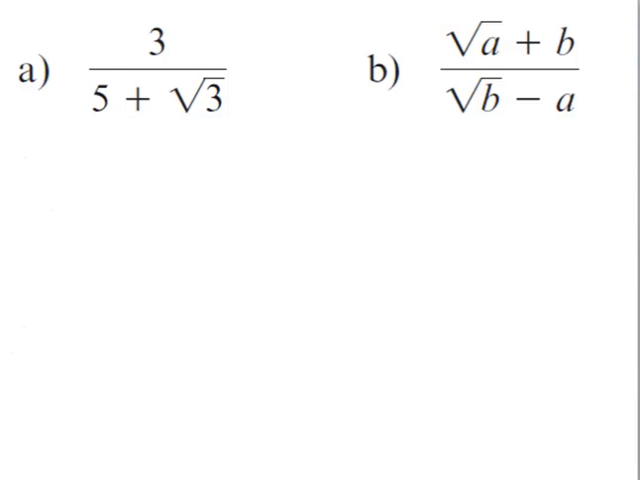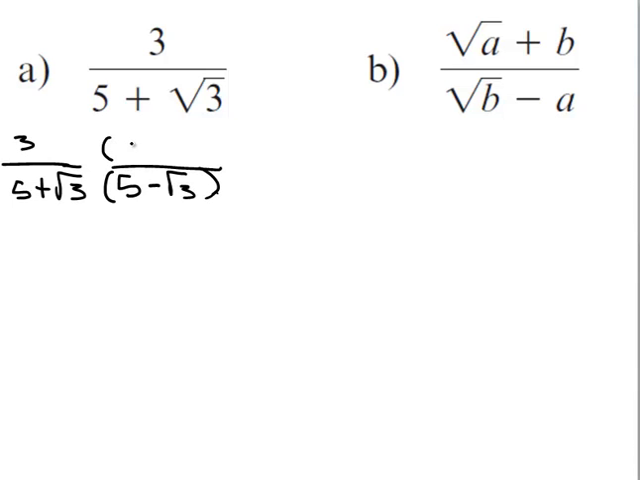So here's our first example, and we have 3 over 5 plus the square root of 3. To get rid of that radical, I'm going to multiply it by its conjugate, which would be 5 minus the square root of 3. And what I do to the bottom, I have to do to the top. I'm going to leave the top alone, so I'll have 3 times 5 minus the square root of 3. And there are times when you could factor that out, but I'm going to leave it like that for now.